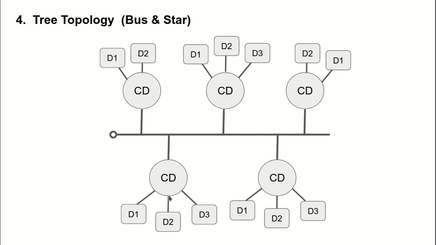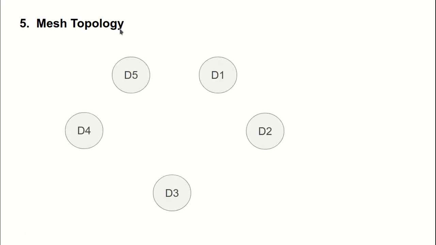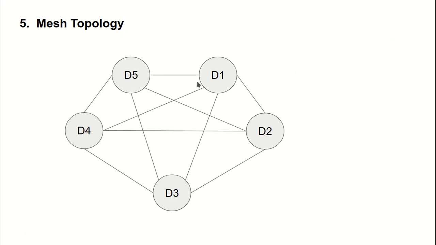Alright. So now let's move to the fifth topology, and that is mesh. Basically, the concept of mesh is that one device is connected to all of the devices. Let's take a look at this. As you can see, device 1 is connected with device 2. Device 1 is also connected with device 3 with this wire. Device 1 is connected with this wire to device 4. Device 1 is connected with this device 5 also.